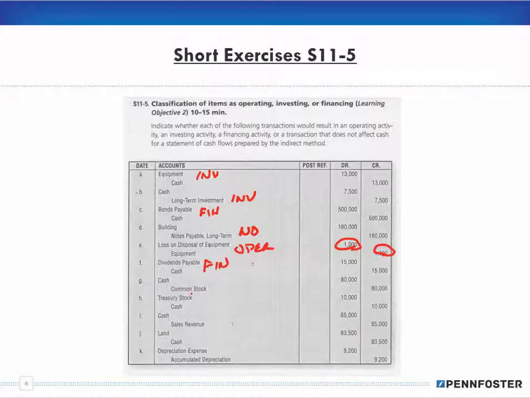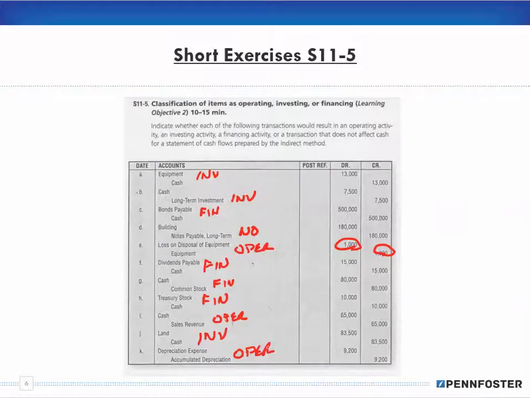G, cash and common stock. Common stock is a financing activity. Treasury stock, and cash, is also a financing activity. Cash and sales revenue, sales revenue is an operating activity. Land and cash, well, land is a long-term asset, so that's going to be an investing activity. And depreciation expense shows up on our income statement, so that's an operating activity.